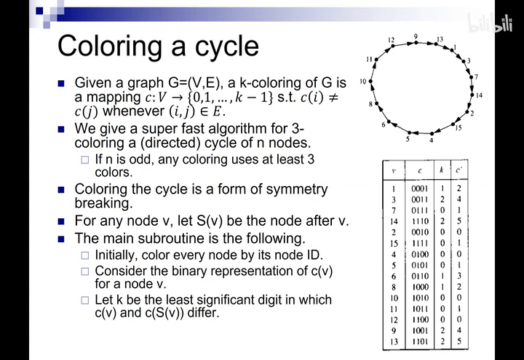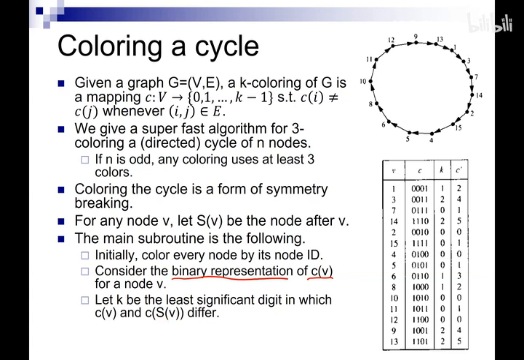We keep reducing the number of colors we use until we're down to 3 colors, and then the algorithm terminates. The way we do this in each round is that we look at the color of each node v, denoted C of v, the color of v at the beginning of the round. We look at the binary representation of C of v. We're also going to look at the color of the successor of v, and its binary representation.